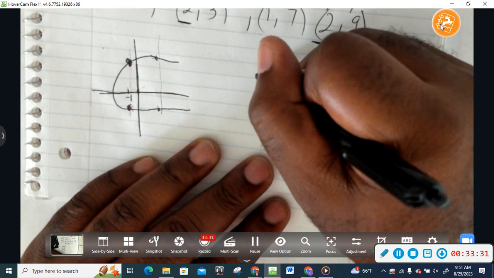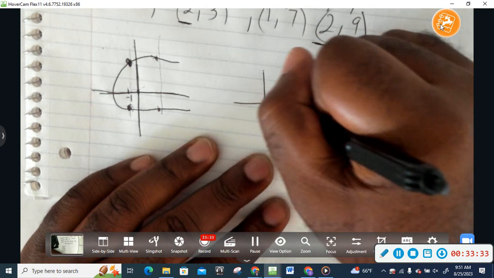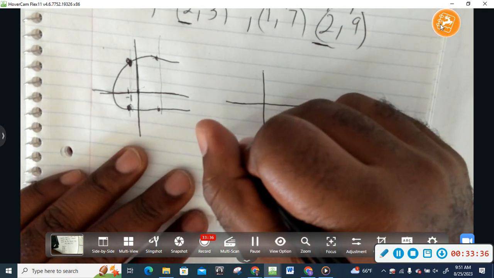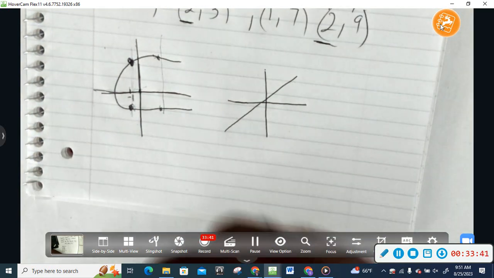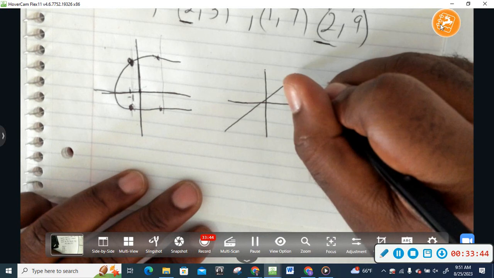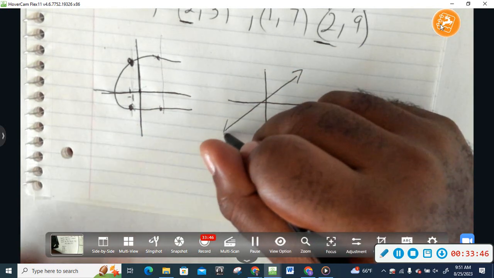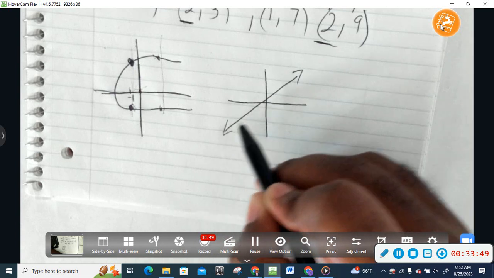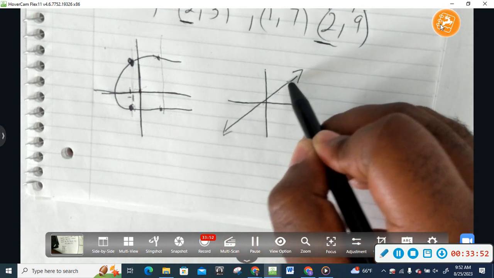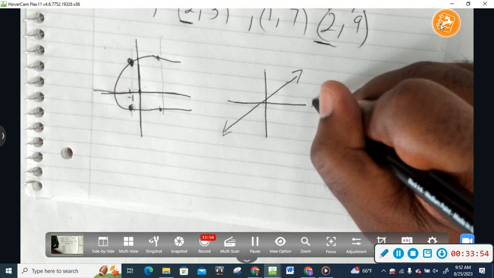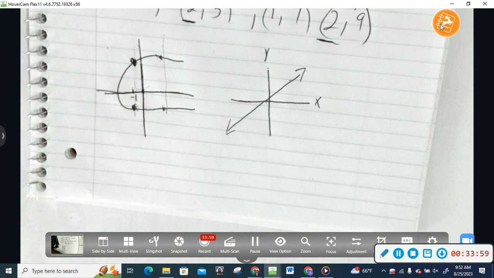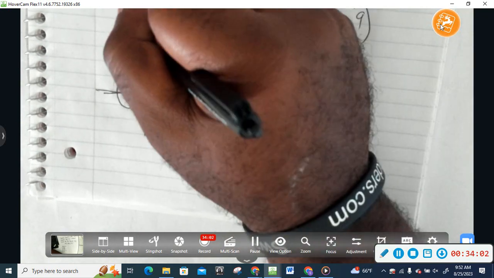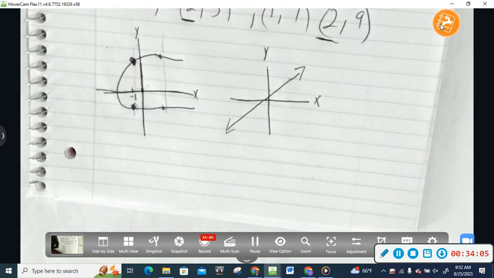Here's an example of one that is a function. X values don't repeat. My x values start here in the negatives, and as I increase, my x values just go up. And remember, x values are on the horizontal plane. The y axis is my vertical. So I got x, y.